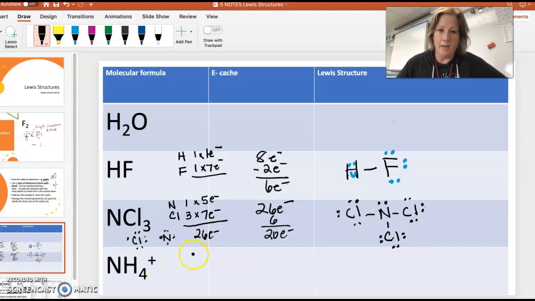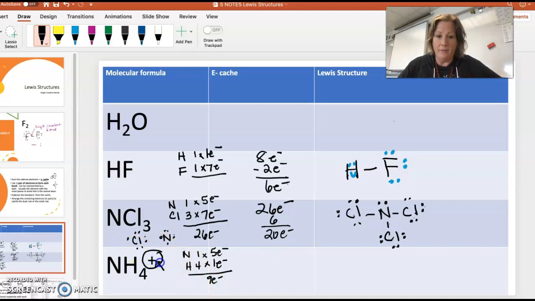So the problem here is, we're going to do everything the same. So we have nitrogen, we have 1, hydrogen, we have 4, 5 valence for the nitrogen, 1 valence for the hydrogen. So when I add these, I get 9 electrons. When I do the cache, it's never going to be an odd number. So that's a good giveaway that I need to do something. And what I need to do is remember, if it's positive, I'm going to have 1 less electron. If I were to add all the electrons and protons, I have 1 less. So that means I'm going to take 1 away here. So my cache is really 8 electrons.